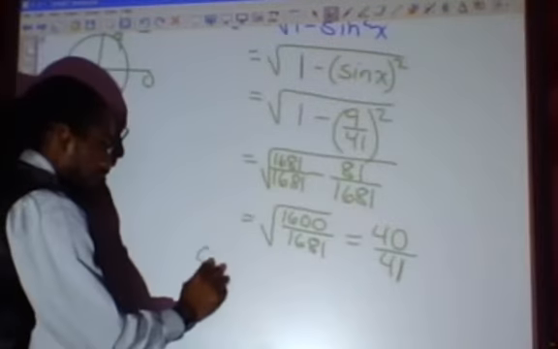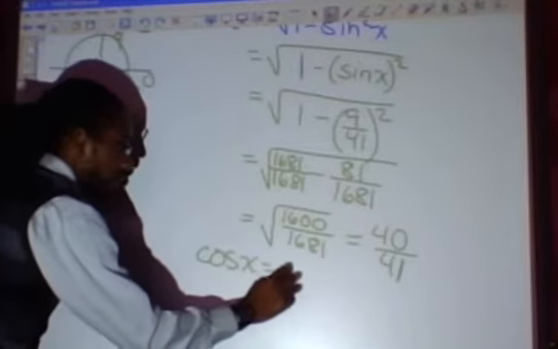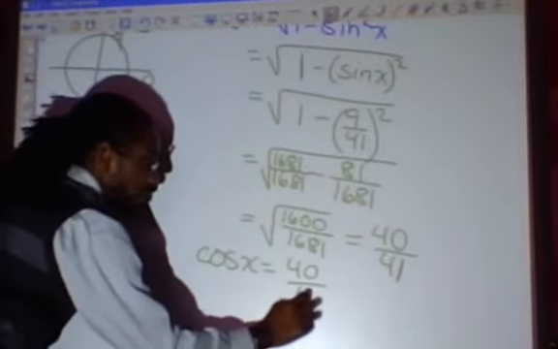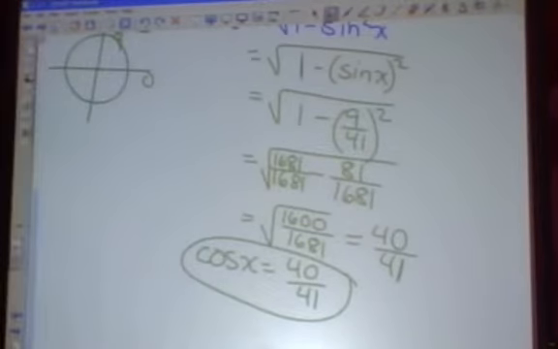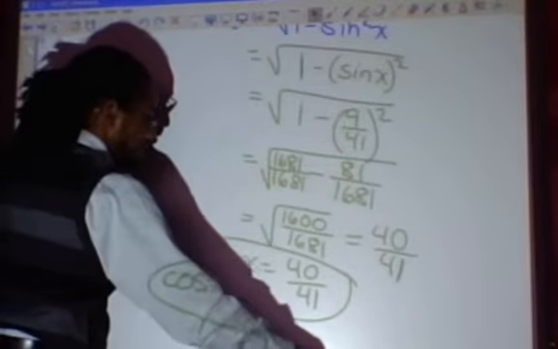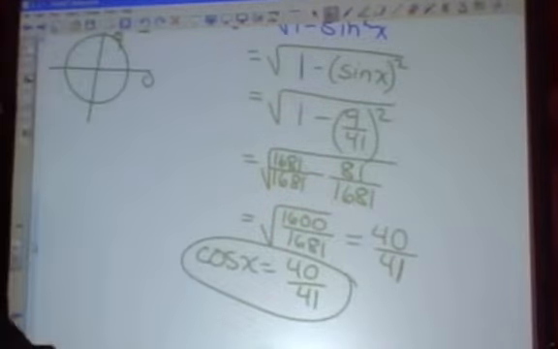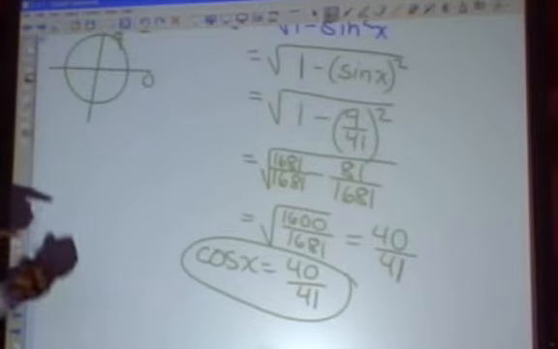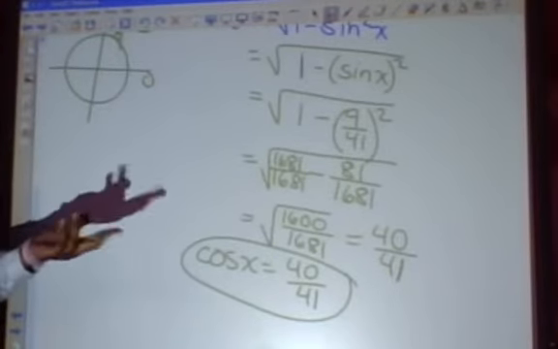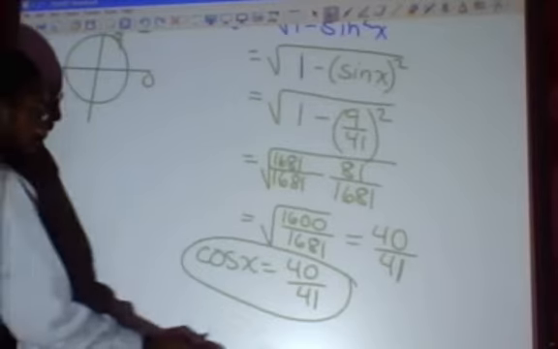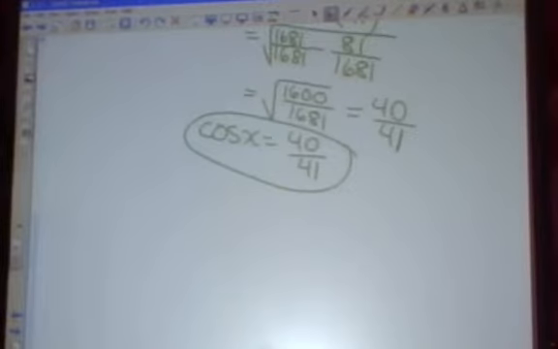So cosine x equals 40 over 41, and that's one of the values that we need. Very simple, right? Not hard at all. So we have sine x, we have cosine x, we have sine y, so we have to find cosine y. Okay, so let's find that cosine y now.